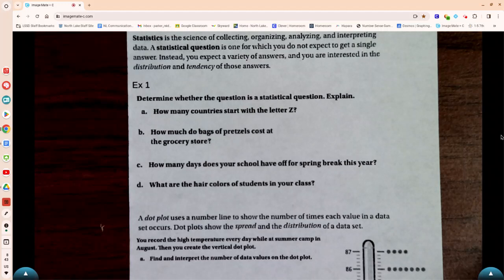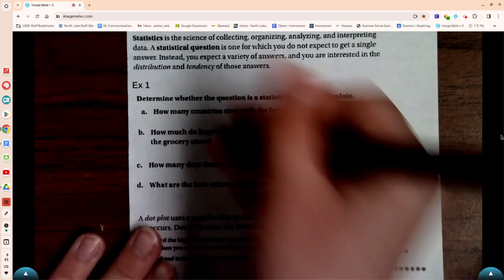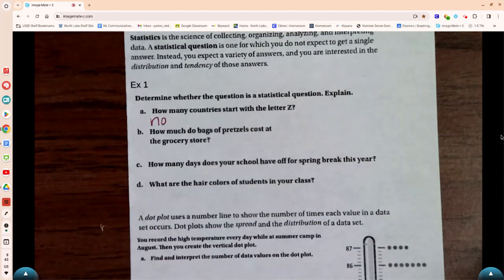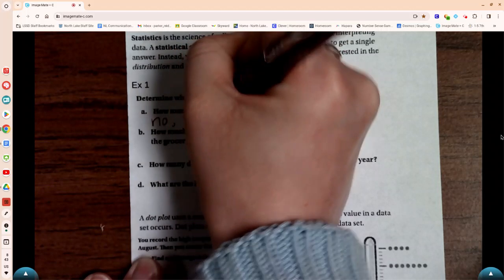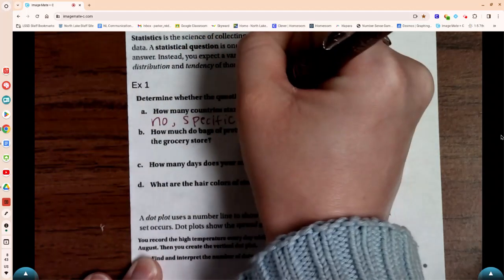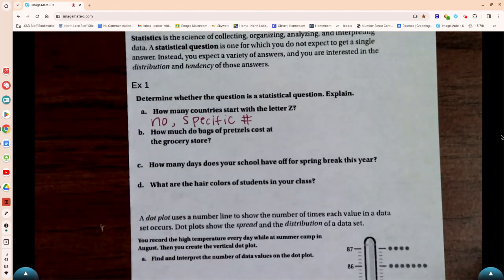Ratisha? Yeah, we could go through the list of countries and specifically count how many countries start with the letter Z. So I would say no, this is not a statistical question, and it is because it has a specific answer. Or I'm going to just write specific number. There is a specific number of countries that start with the letter Z. So asking a bunch of people that question, I'm not going to get a bunch of different answers. There is a right answer.